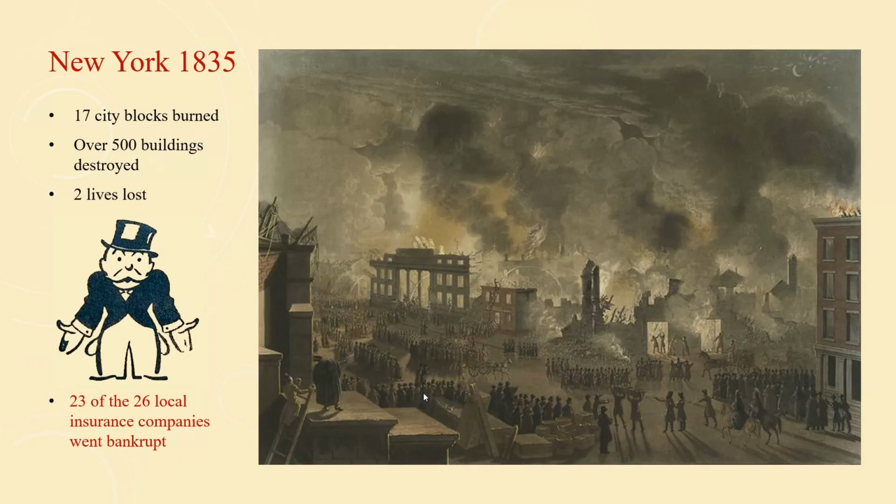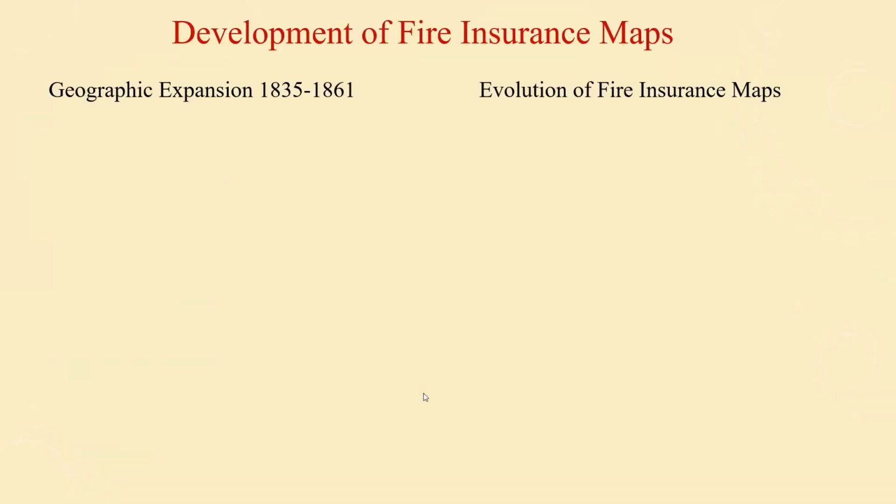And so insurance companies, the smart ones at least, figured out they needed to spread out geographically. They needed to start insuring businesses, buildings, and other communities and cities. And so we get to the second third of the 19th century now with the geographic expansion. I'm going to go through this on two parallel paths. One, the geographic expansion, and the other, the evolution of fire insurance maps, which goes back to even before this. And we'll start with that.